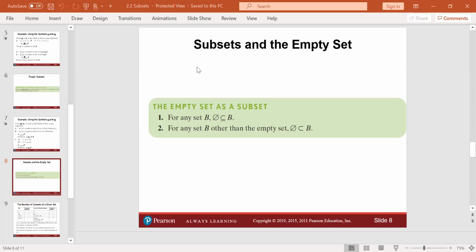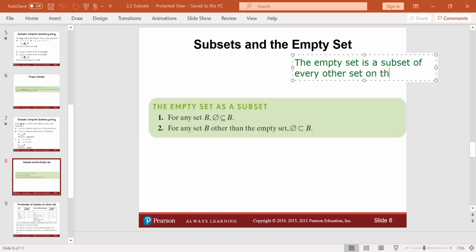I'll even write that out. The empty set is a subset of every other set on the planet, including itself.